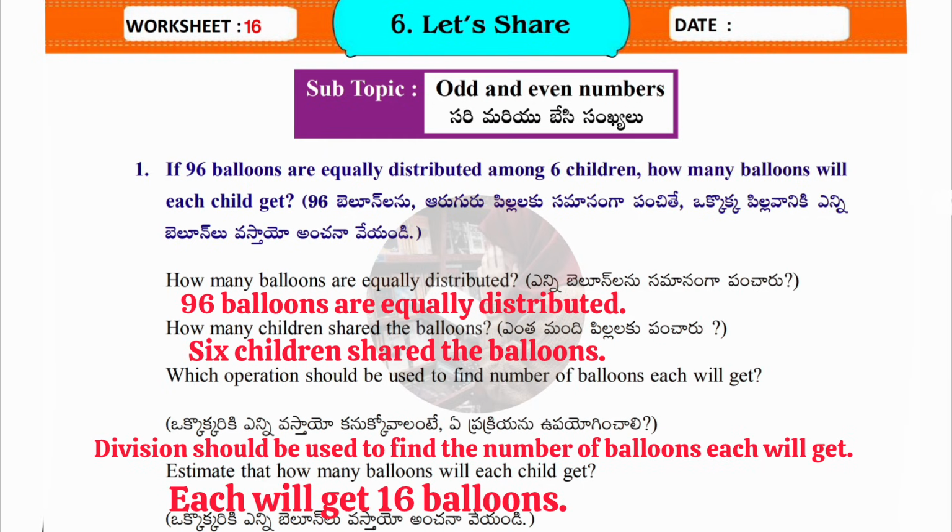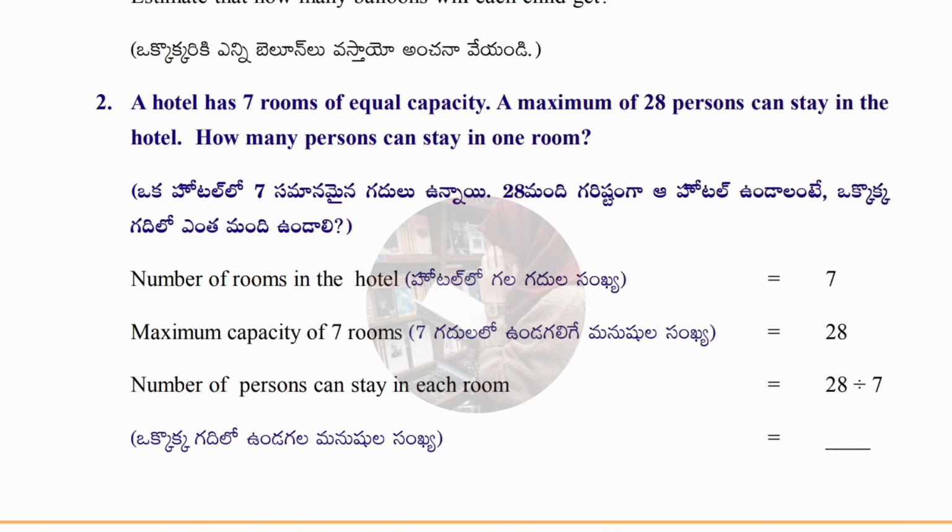Okay guys, let's move on to the second question, which is a hotel has 7 rooms of equal capacity. A maximum of 28 persons can stay in the hotel. How many persons can stay in one room? Okay guys, this is the question given. Let's see the answer. Number of rooms in the hotel is 7. Maximum capacity of 7 rooms is 28. Okay. Number of persons who can stay in each room is 28 divided by 7. So that equals 4. 7 4s are 28. So 4 is the answer. So 4 persons can stay in one room.